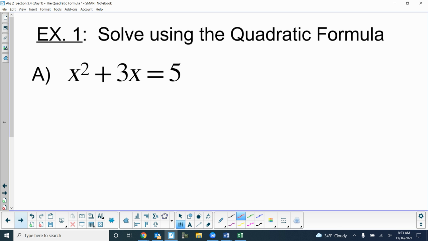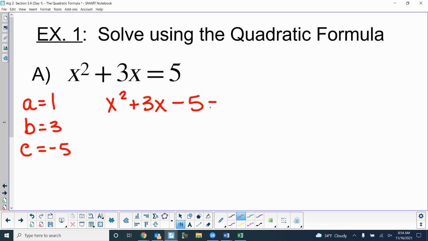What's the a value here? If this helps you, write it down. What's the b value? What's the c value? -5, right? We have to set it equal to 0. Very good. So the first step is subtracting 5 over so it's equal to 0. So before you can use your quadratic formula, set it equal to 0. Get everything on one side. Remember, this is in standard form. And we just plug stuff in, okay?